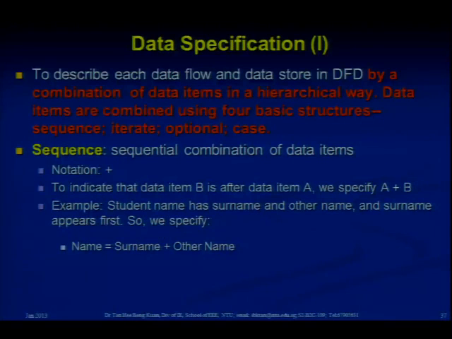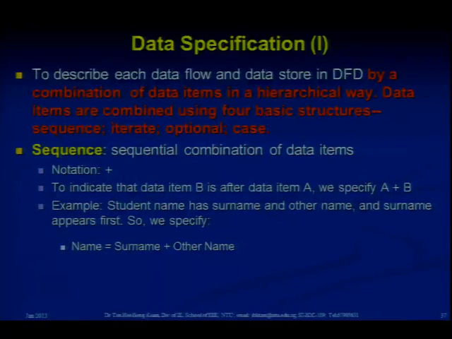Okay, from this slide onward, we are going to learn how to specify data flow and data store first. Then after that, we will take a quick look at how to specify each lowest level process. For data flow and data store, we will create a data specification for each of them. So once we have a set of data flow diagrams, we will define a data specification for each data flow and data store. How to define data specification for each and every data flow and data store?